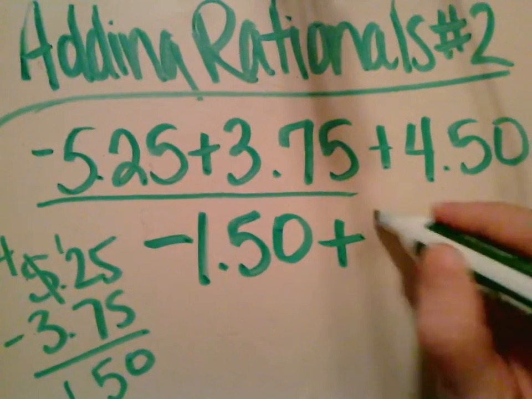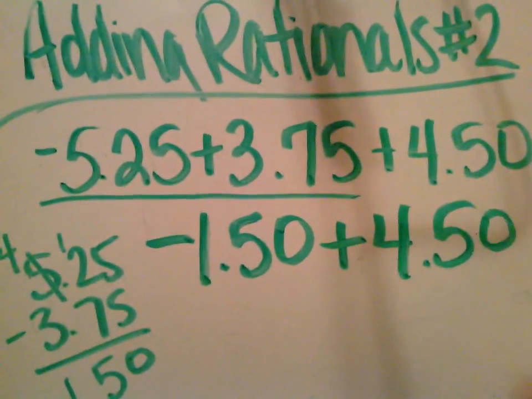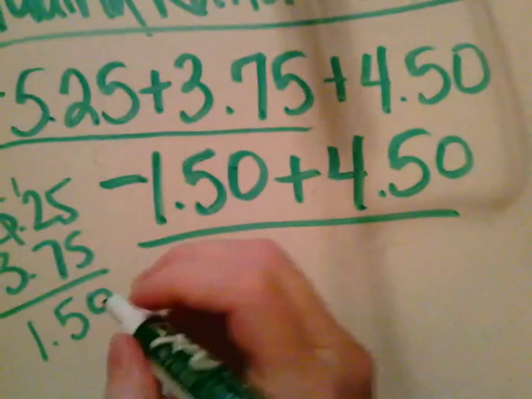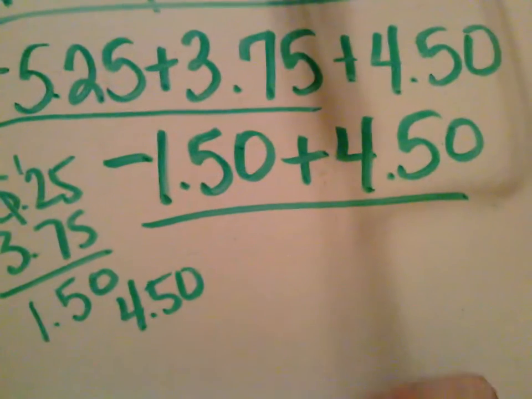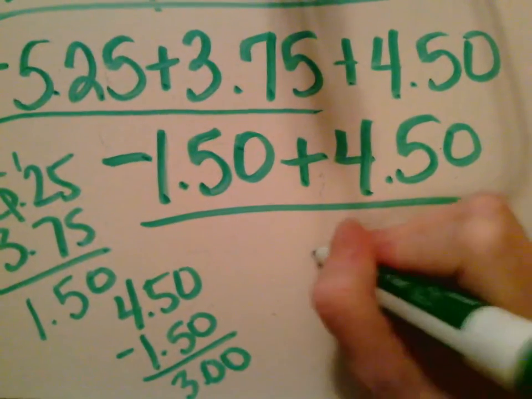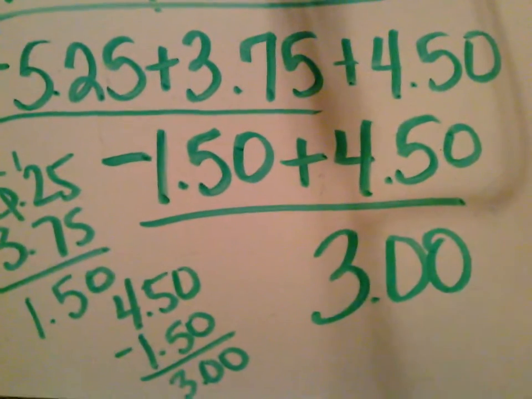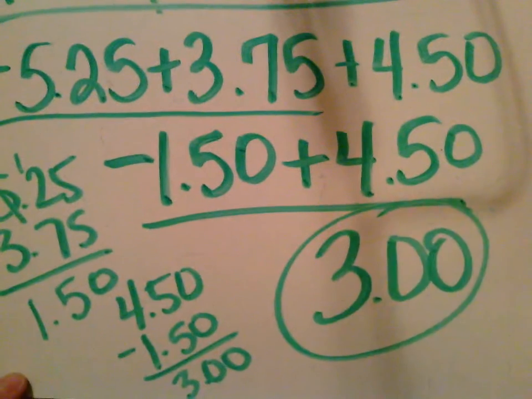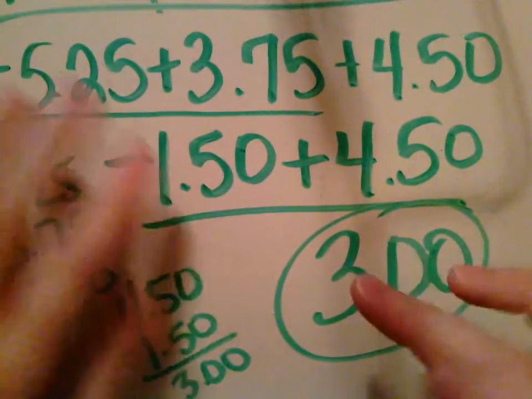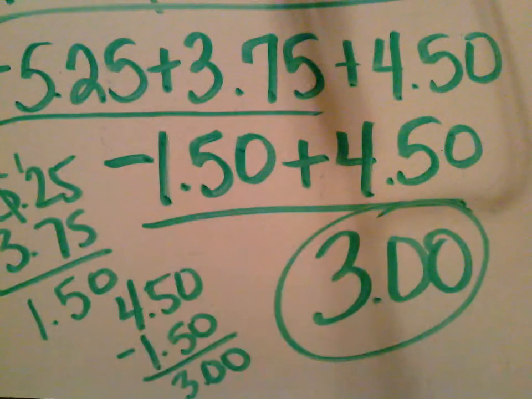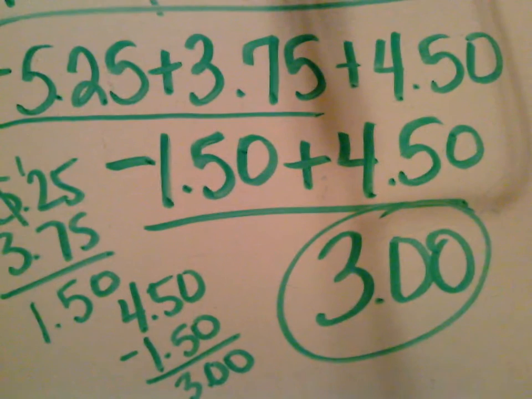-1.5 plus 4.50. Same thing, different signs, so I'm going to subtract again. So I'm going to say 4.50 minus 1.50. So the answer is 3.00, and the larger absolute value is the positive, so this one's going to be a +3. When you've got more than 2 numbers adding up, just break it down. Do 2 at a time, 2 at a time, and just keep doing 2 at a time. It really is easier, I promise.